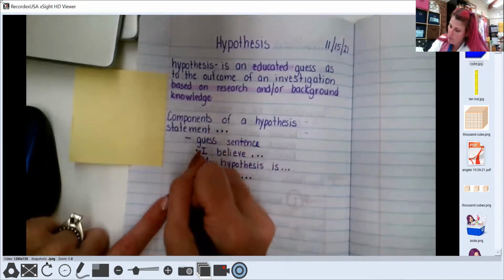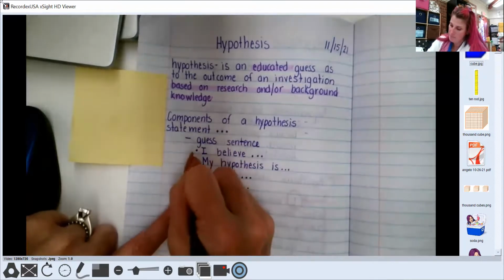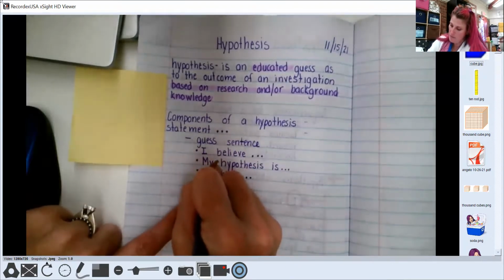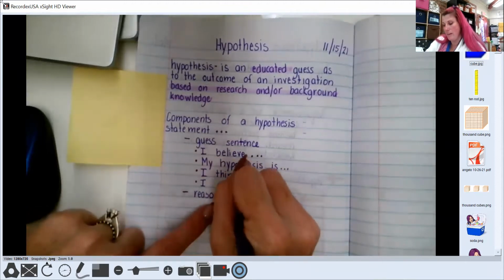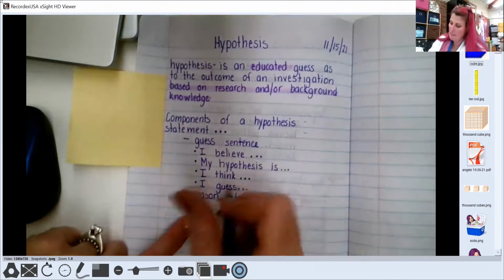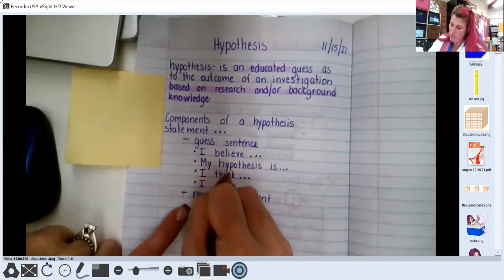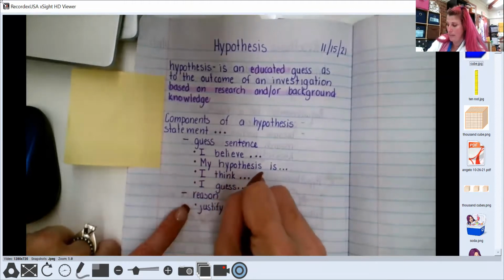The next component, because there are two, is your reason statement or your because statement. And this is where you justify your thinking.